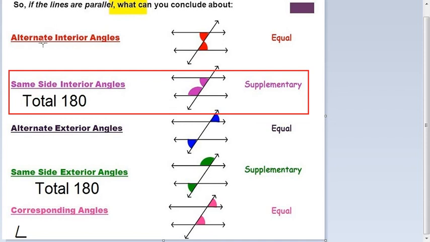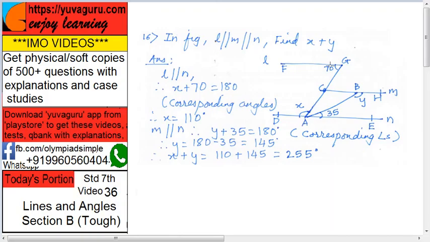Others are alternate angles, then alternate exterior, then same side exterior and corresponding. You can watch this slide later. I have discussed this in various videos earlier. So x plus 70 becomes 180. So x will be what? 180 minus 70, 110. So yeah, it should be interior over here. So x is 110 now.